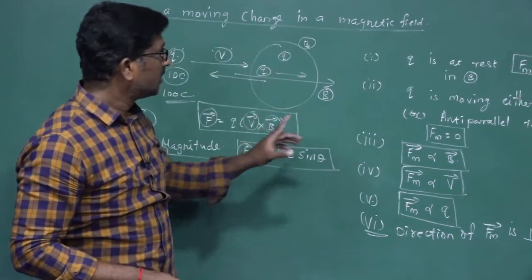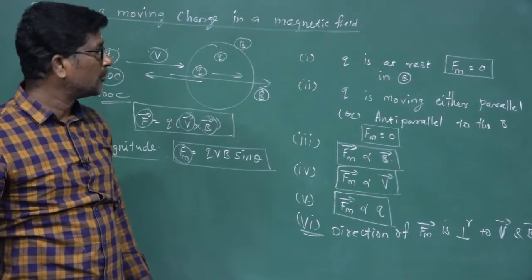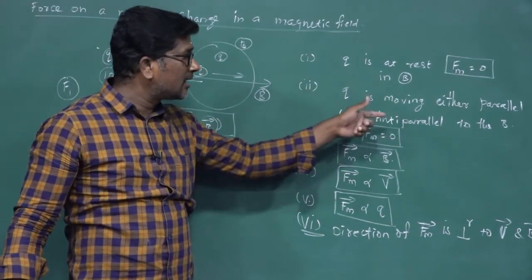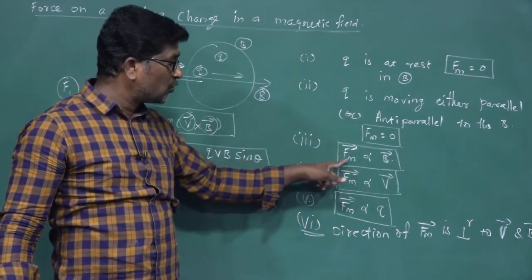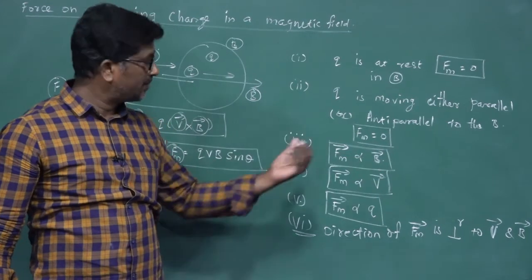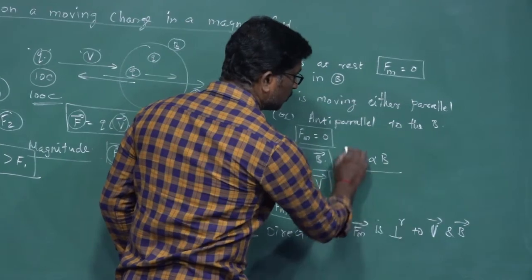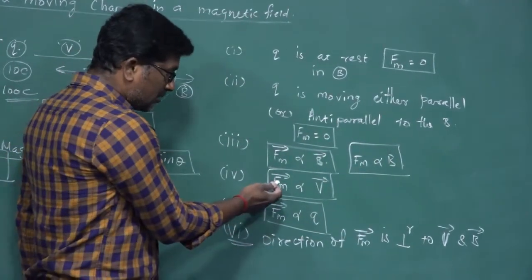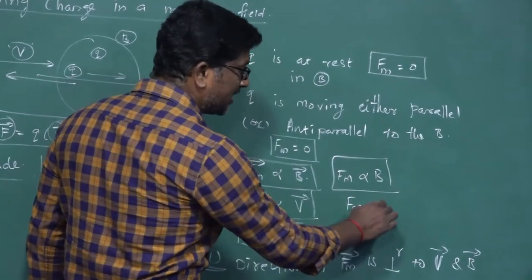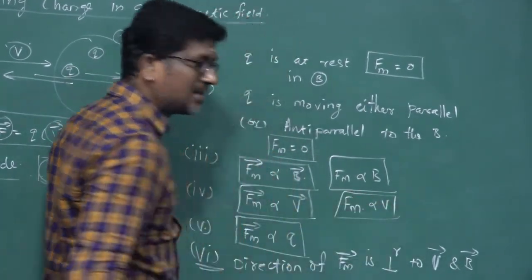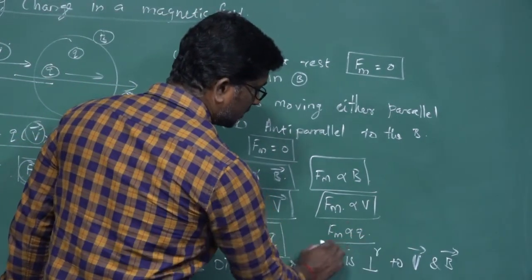Right. So here, if the charge is at rest in the magnetic field, the magnetic force acting on the charged particle is 0. If the charge is moving either parallel or anti-parallel to the magnetic field, the magnetic force is 0. The magnitude of the magnetic force is directly proportional to the magnetic field, directly proportional to the velocity of the charged particle, and last, directly proportional to the charge.